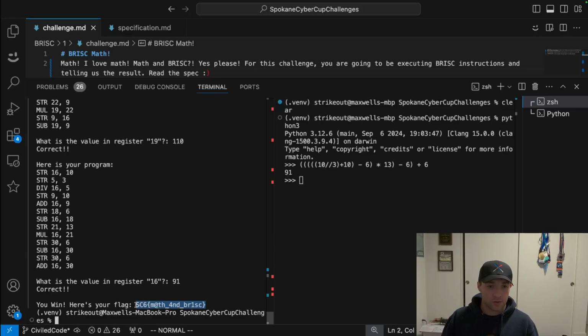The key thing is to understand the specification, understand the format, and then be able to execute these themselves. These programs aren't that big, so you just got to write the math down. You'll figure it out. Cool.